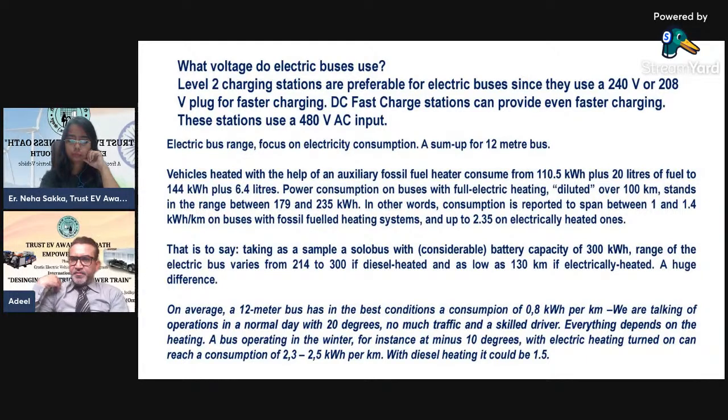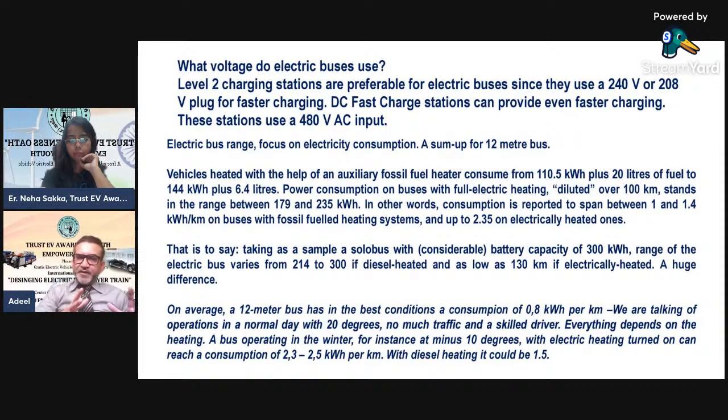That is to say, taking as a sample a solo bus with a considerable battery capacity of 300 kilowatt, the range of the electric bus varies from 214 to 300 kilometers if diesel heated and as low as 130 kilometers electricity heated. A huge difference.